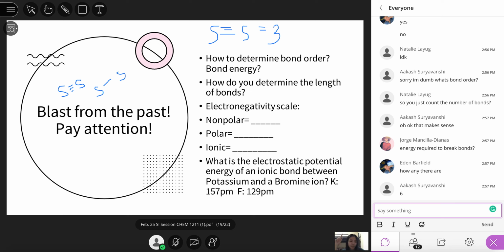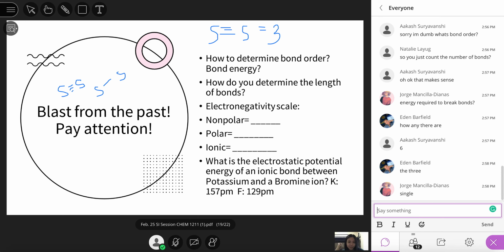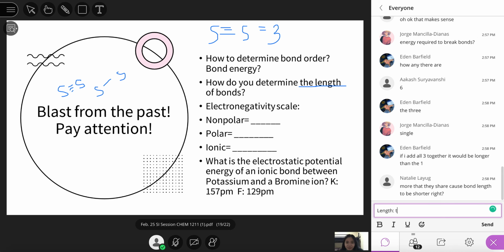Is it the 1 or 3 or 1? 3 single. Okay, so some discrepancies. Can someone tell me why their answer is correct? Eden and Jorge got different answers. How would you know? Length. How do you know which one's longer? There's a trend to it as well. Do we not know? Okay.